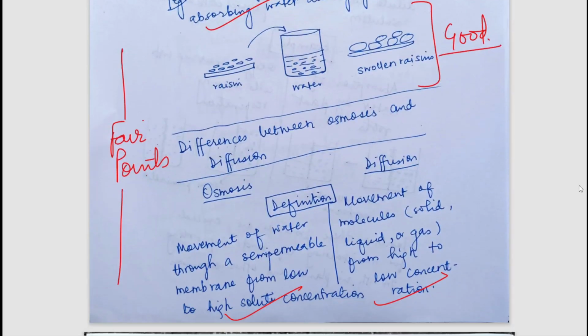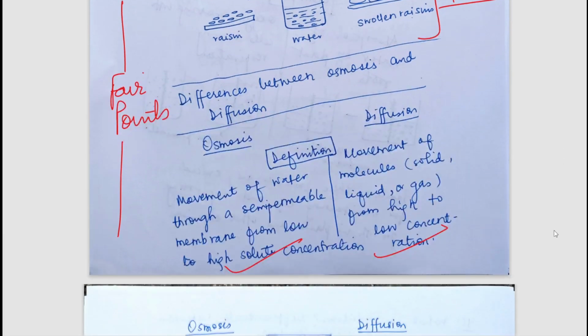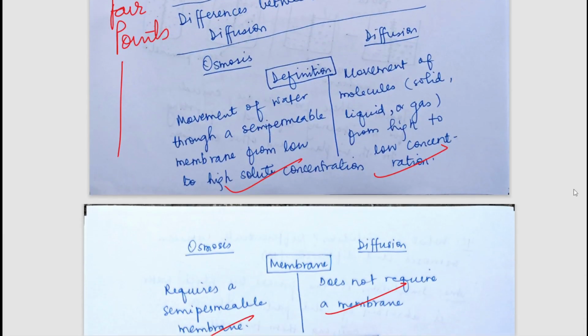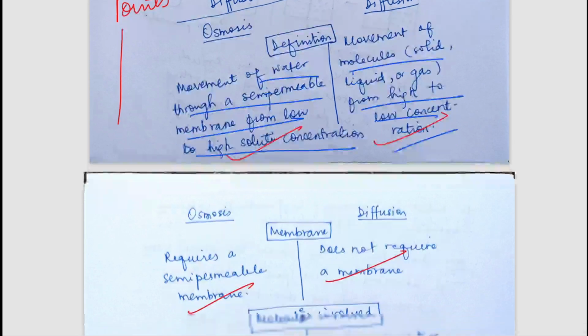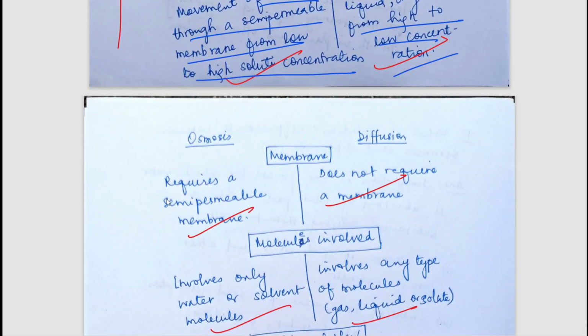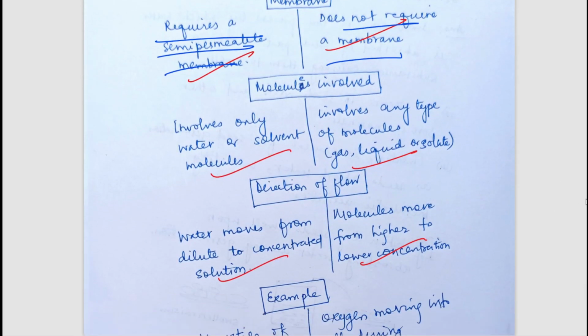Now what is the difference between osmosis and diffusion? So you can see that in osmosis, the movement of water is through a semi-permeable membrane from low concentration to high concentration. But in diffusion, it is through molecules, from high to low concentration. Diffusion is just kind of opposite of osmosis. So here in osmosis, it requires a semi-permeable membrane, but in diffusion there is no necessary requirement of any semi-permeable membrane.